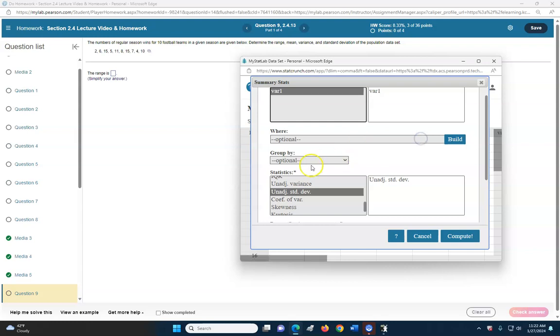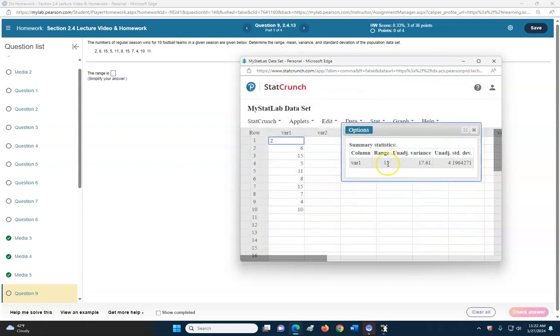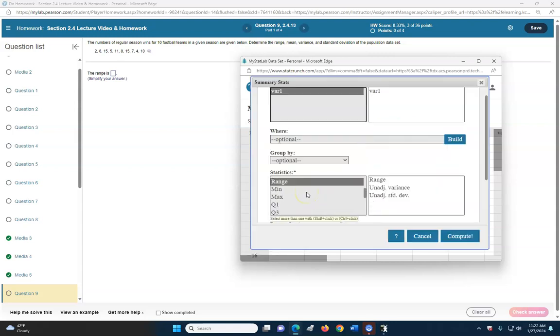And it also will do the range. It'll do all kinds of stuff. If you want the range, the population variance and population standard deviation, here we've got the range, population variance, and population standard deviation. Now if you want the sample, watch the videos. If you want sample, you'd have to click up here on these two. Hope that helps.